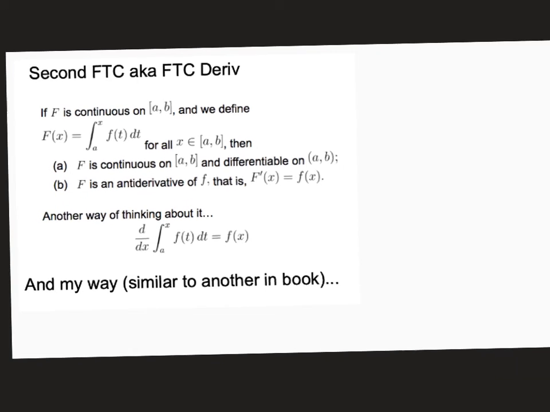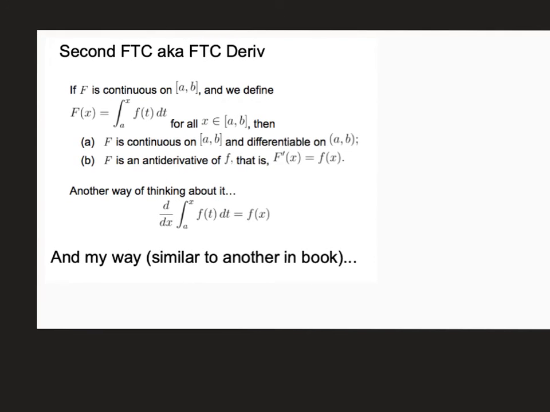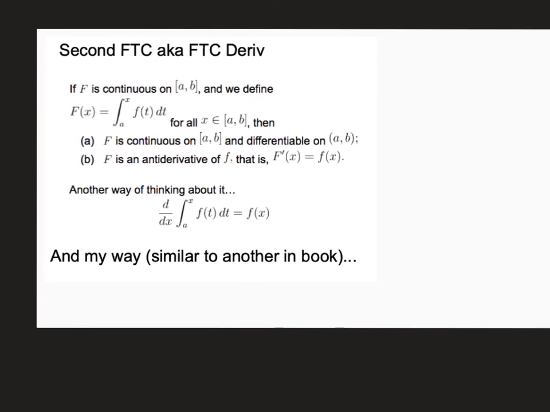Alright, so that must bring us to this. FTC derivative. If f is continuous, we define big F to be that integral that we talked about a little bit. Then big F is continuous and differentiable because we built it that way. F is an antiderivative, yep. So if we take the derivative of this integral, we just get what we started with? That's not too shabby.